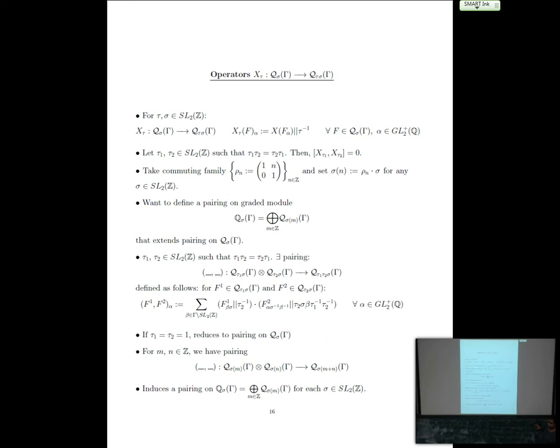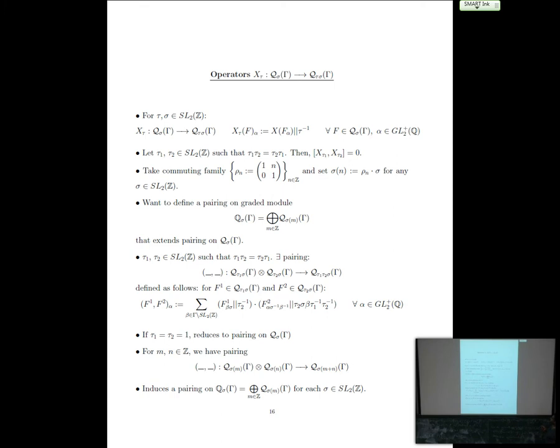So I have to have commuting operators. I take tau 1, tau 2 in SL2Z such that tau 1 tau 2 is equal to tau 2 tau 1. And in that case, x tau 1 and x tau 2 just commute, one can show. And once I have commuting, the most obvious commuting family in the world is this family. That is, rho n is equal to (1 n; 0 1). And we set sigma n equals rho n sigma for any sigma in SL2Z.